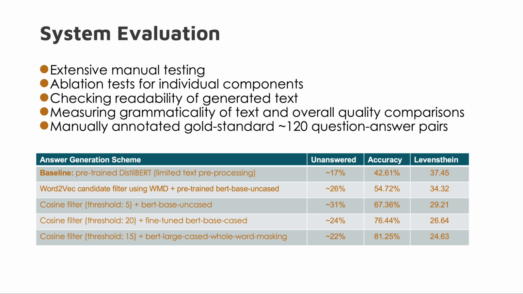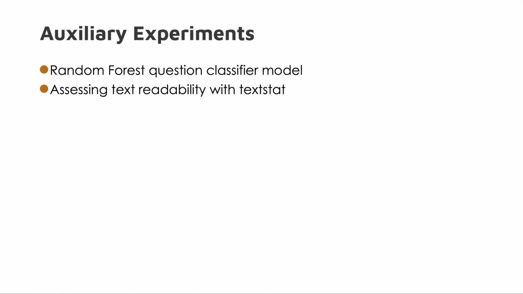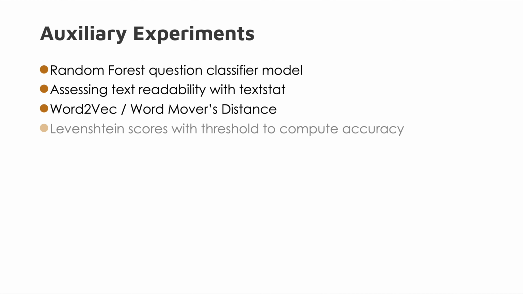The best results come from using the system consisting of a cosine similarity filter to select the top 15 answer candidates, followed by the fine-tuned BERT model initially trained on the squad dataset. The displayed scores don't consider unanswered questions, which are roughly 20% of the input. Some of the auxiliary experiments that lend support to our system include a random forest model to classify questions by type, assessing text readability using the library textstat, and calculating word movers distance.